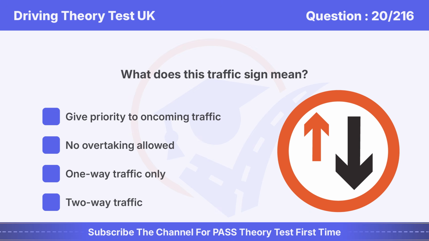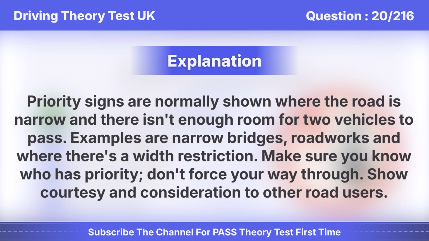Question 20. What does this traffic sign mean? Answer is A. Give priority to oncoming traffic. Priority signs are normally shown where the road is narrow and there isn't enough room for two vehicles to pass. Examples are narrow bridges, roadworks, and where there's a width restriction.